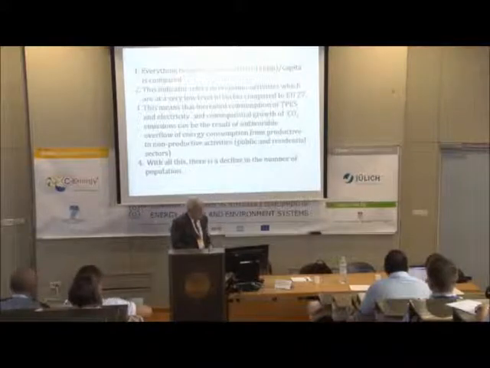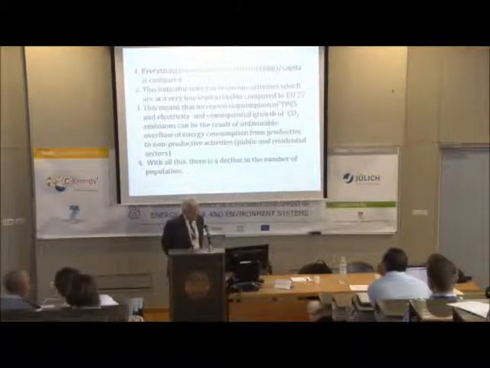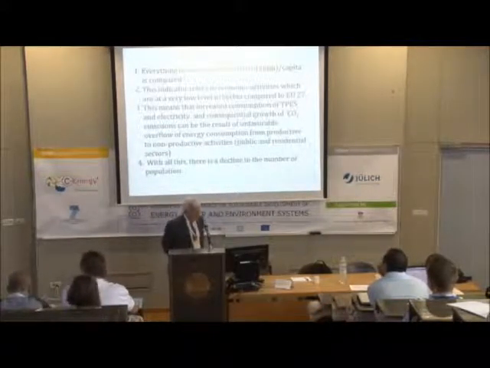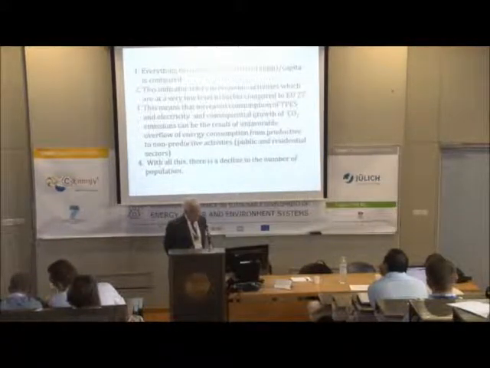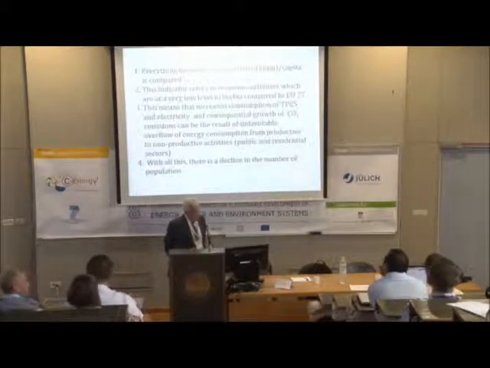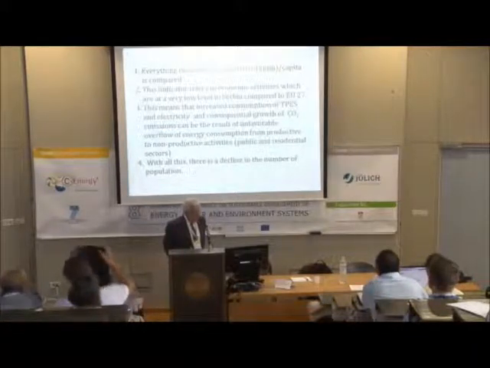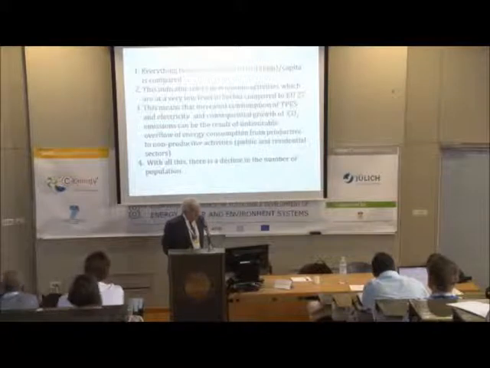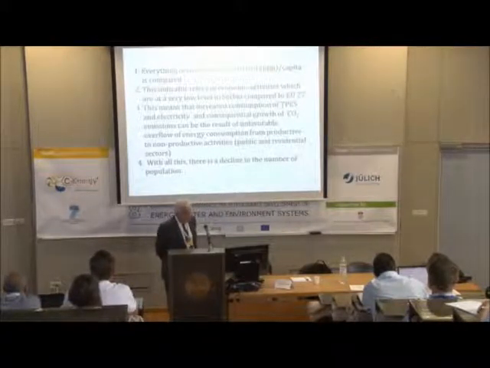Everything becomes clear when GDP per capita is compared. This indicator refers to economic activities, which are at a very low level in Serbia compared to the European Union 27. This means that increased consumption of total primary energy supply and electricity, and consequently growth of CO2 emissions, can be the result of an unfavorable overflow of energy consumption from productive to non-productive activities, public and residential sectors. With all this, there is a decline in the number of population.